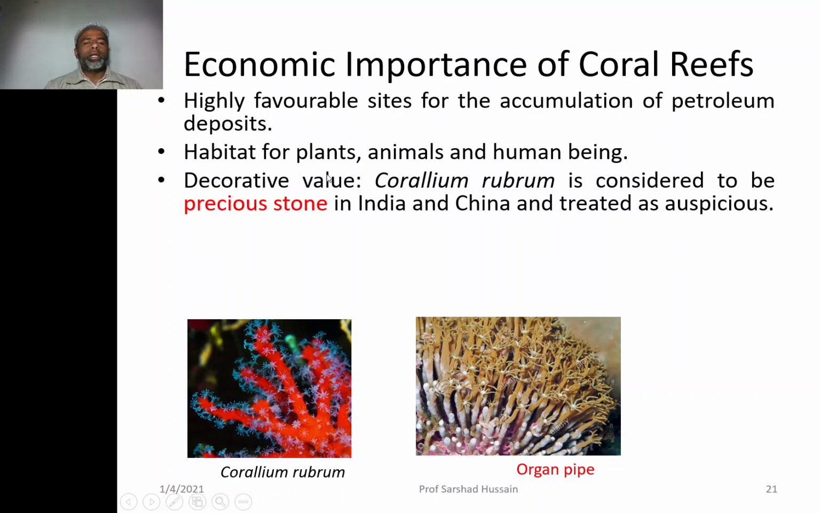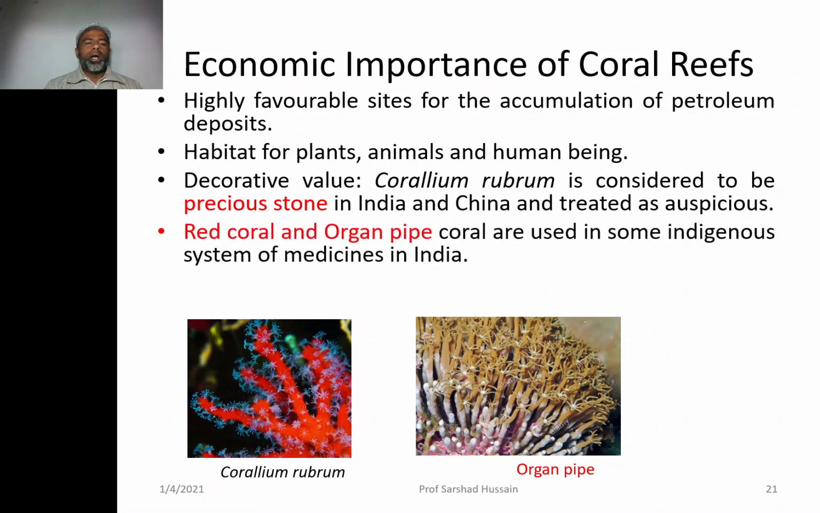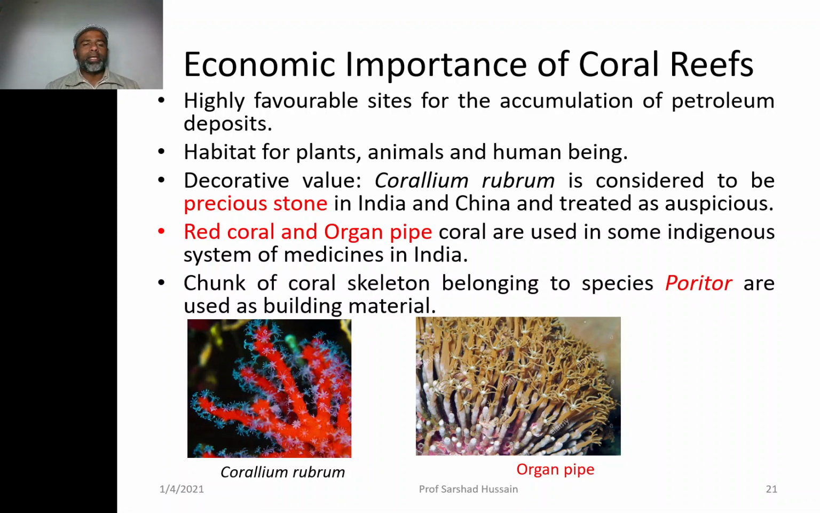They too have decorative value, like Corallium rubrum, which is considered a precious stone in India and China, and it is very auspicious as well. Red coral, the rubrum, is also called red coral, and the organ pipe coral is used in some medicines in India. So they have medicinal value as well. Chunks of coral skeleton belonging to species Porites are used as building material. So building material is also extracted from it.